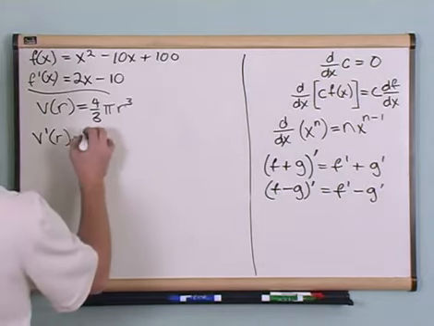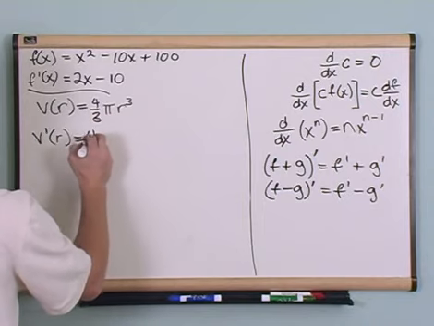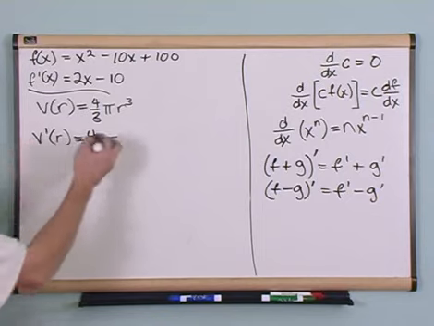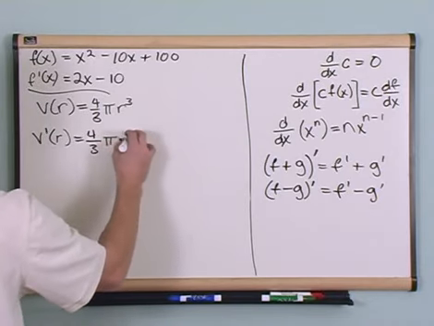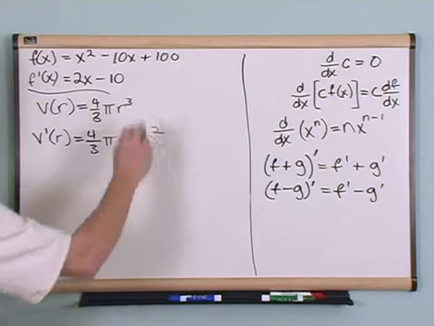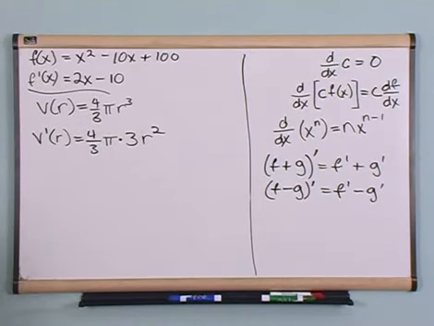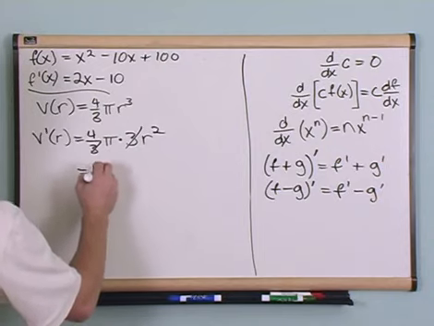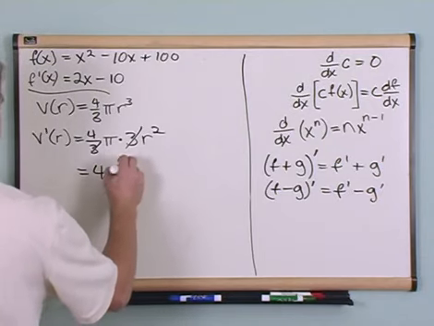That would be, these are constants, so they just hang out in front. 4/3 pi, they both just hang out in front. You don't do anything with them. Times 3 comes out of the exponent, r, and then here you've got to subtract 1, so you have a 2 in the exponent there. Now this 3 cancels with this 3, so what you have is 4 pi r squared.